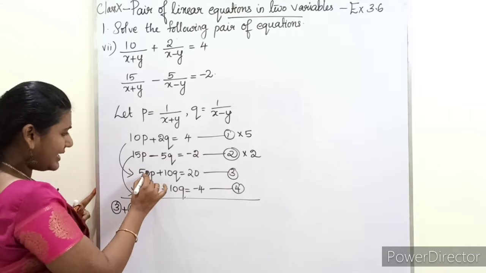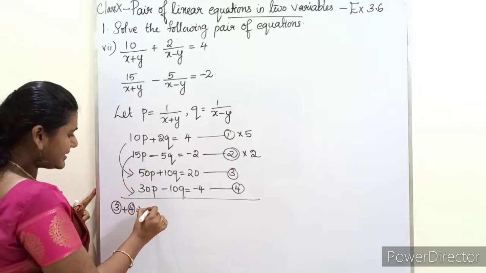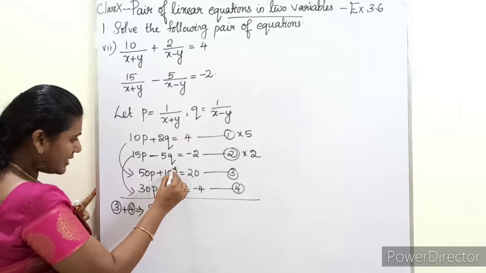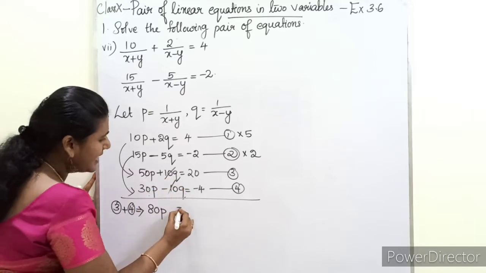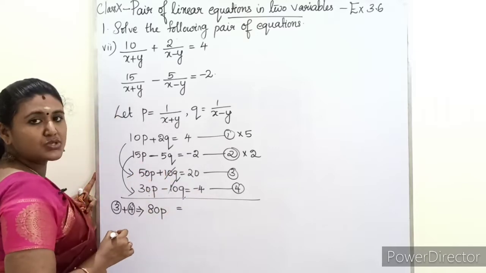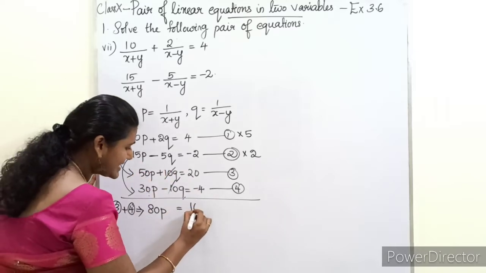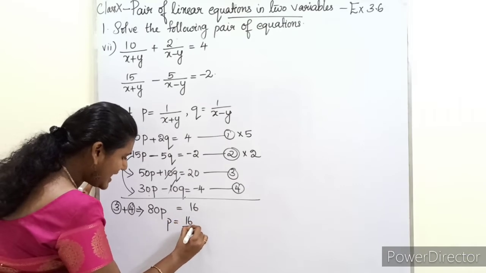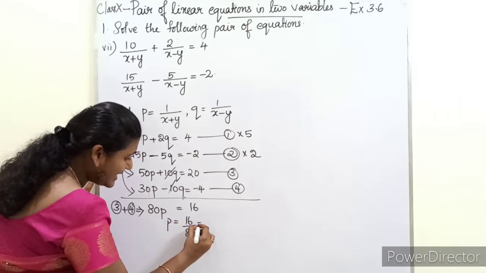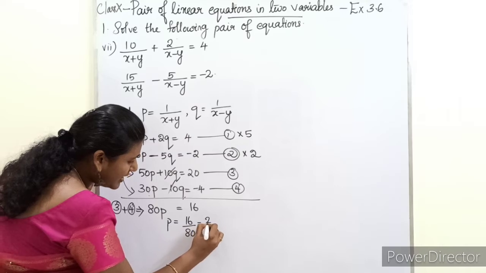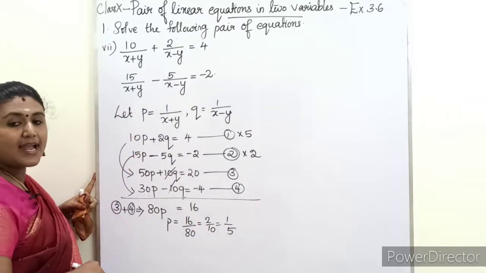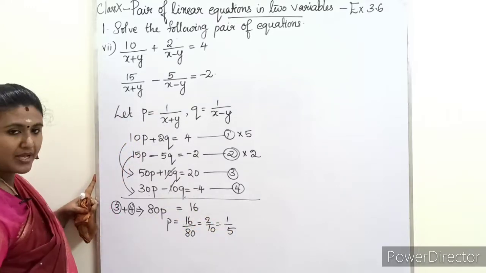So when you add here, 50 plus 30 is 80p. Here the q terms will get cancelled, and 20 minus 4 is 16. So p is equal to 16 by 80, that is 2 by 10 if we divide by 8, that is equal to 1 by 5 you will get. So the value of p you will get as 1 by 5.